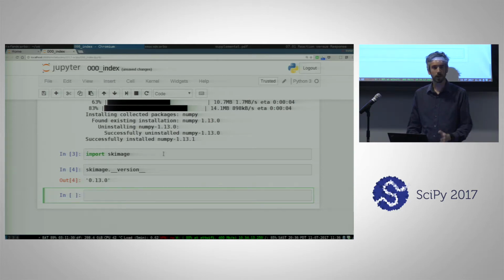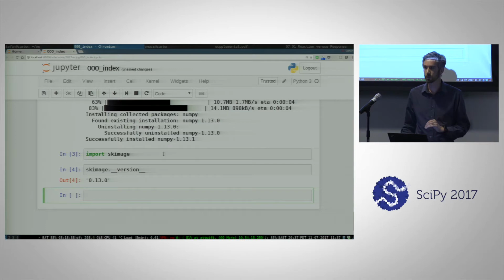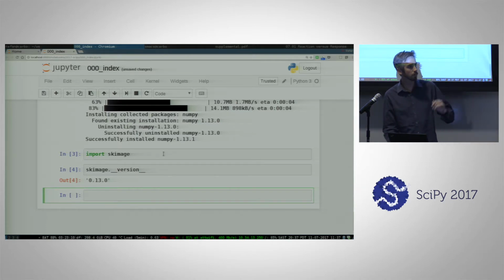All right. Can I just have an indication who does not have the correct version of scikit-image installed on their machine right now? Okay, so 12. You've got 12? Okay, so Claire will give you a hand.